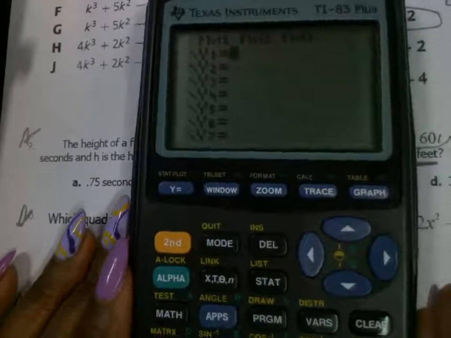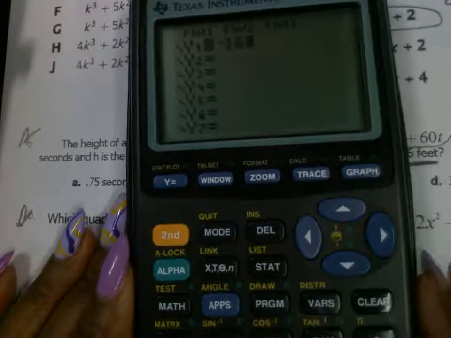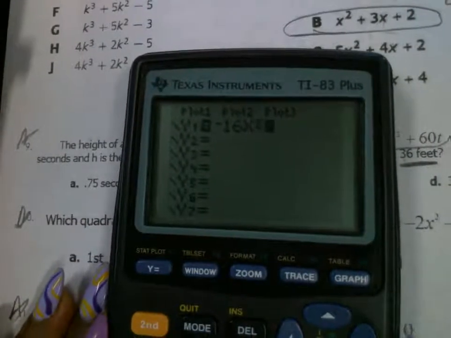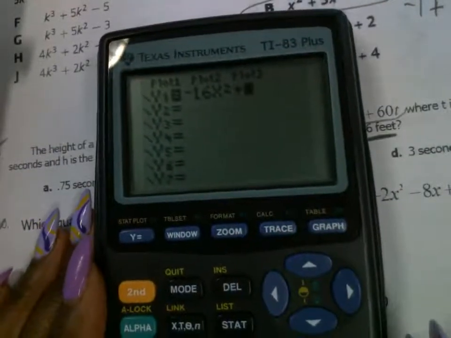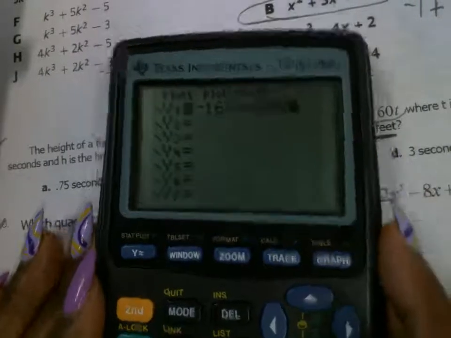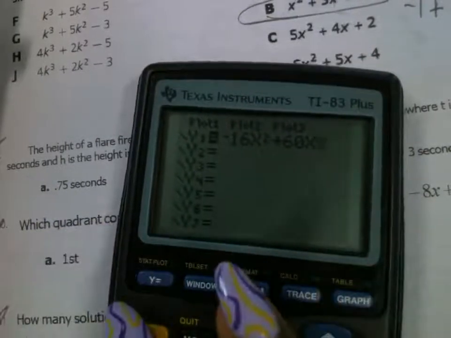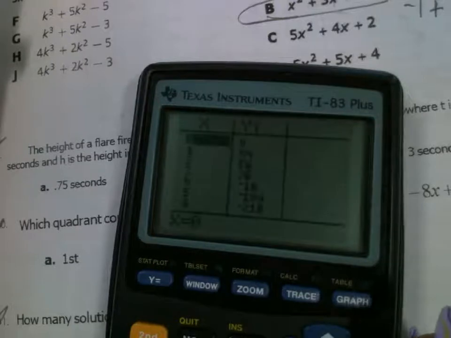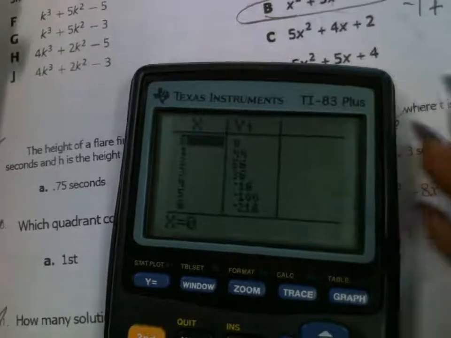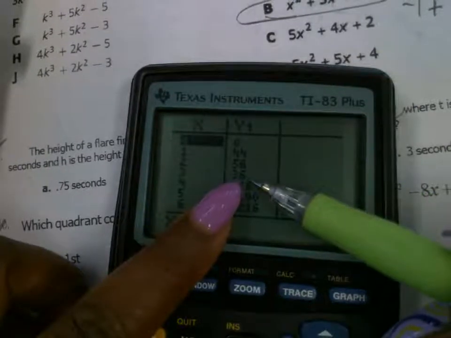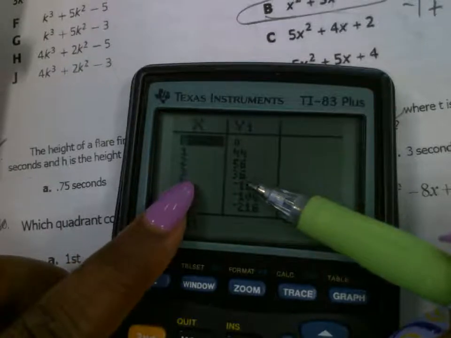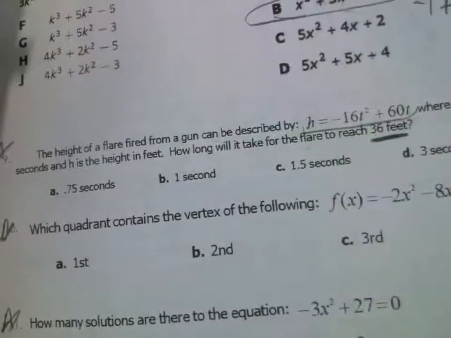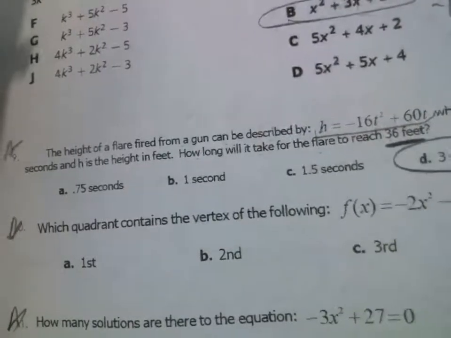So we're going to do -16x squared plus 60x. Okay, type it in. Now go to the second table and see when y is 36. Y is 36 right here, so it's going to be 3. It takes 3 seconds to get there. So 3 is going to be your answer, D.